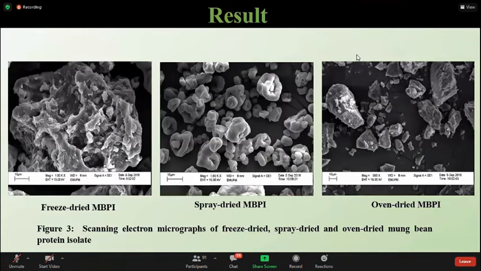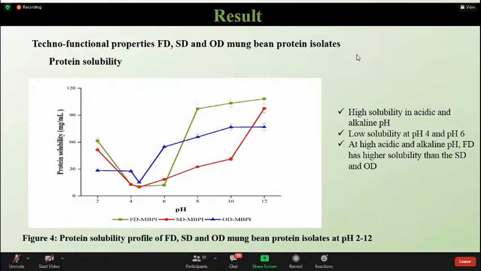In terms of protein solubility, there are slight differences. This one stands for freeze drying. Freeze drying gives better solubility, very sharp here, compared to the other two, spray drying and oven drying.